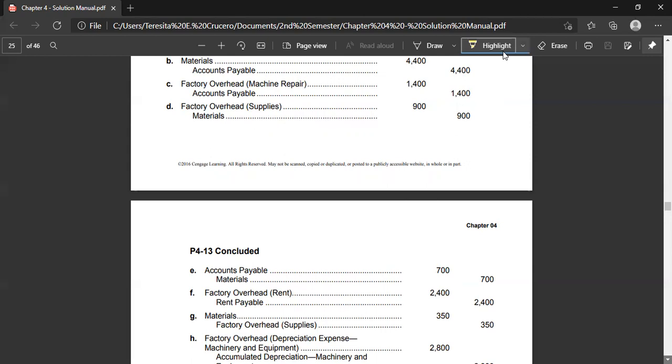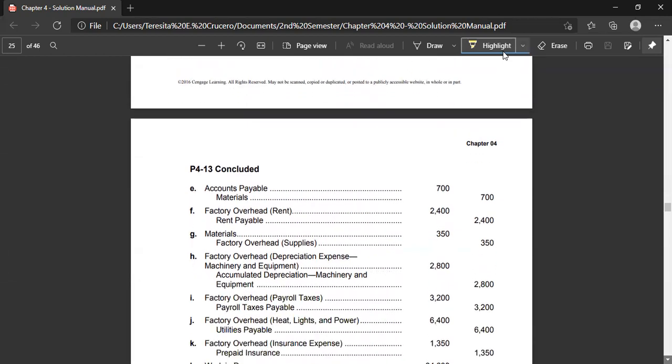So we now debit materials and credit factory overhead supplies. Letter H, depreciation of machinery and equipment: debit factory overhead and credit accumulated depreciation. Then letter I, payroll taxes, liability for the month: debit factory overhead, credit payroll taxes payable. Letter J, heat, light, and power charges payable for the month.